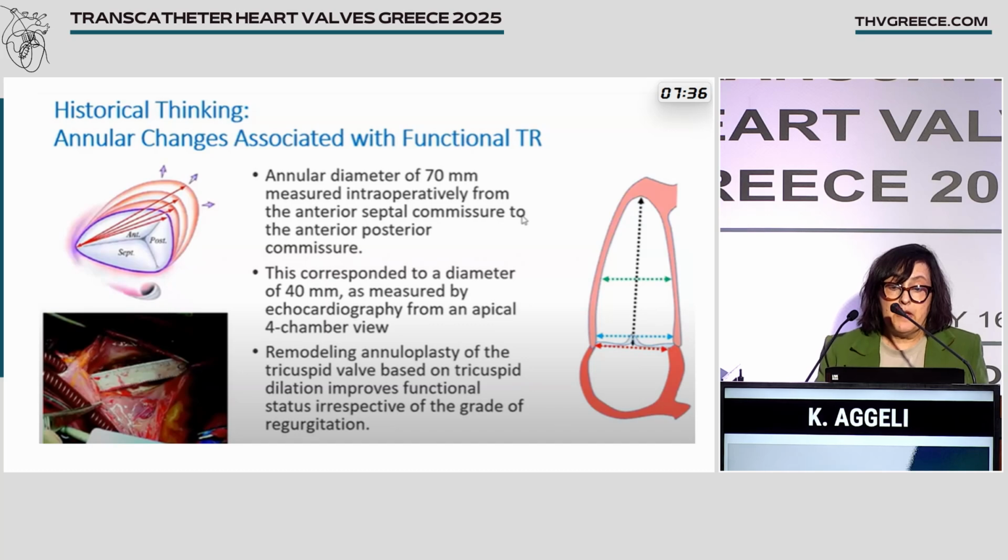And this is an old slide that demonstrates the historical thinking of the tricuspid annulus. And we know that an annular diameter of 70 millimeters measured intraoperatively from the anteroseptal commissure to the anteroposterior commissure correlates to the diameter on transthoracic echocardiography from an apical four-chamber view, where we measured 40 millimeters.